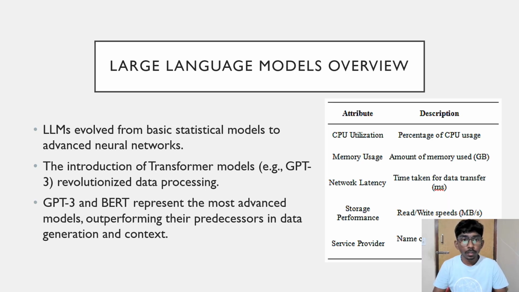Large language models overview. LLMs evolved from basic statistical models to advanced neural networks. The introduction of transformer models, for example GPT-3, revolutionized data processing. GPT-3 and BERT represent the most advanced models, outperforming their predecessors in data generation and context. Like in the image, you can see the attribute and the description: CPU utilization, percentage of CPU utilized; memory usage, amount of memory used for processing that data; network latency, time taken for data transfer from the client side to the server side; storage performance; and service provider.